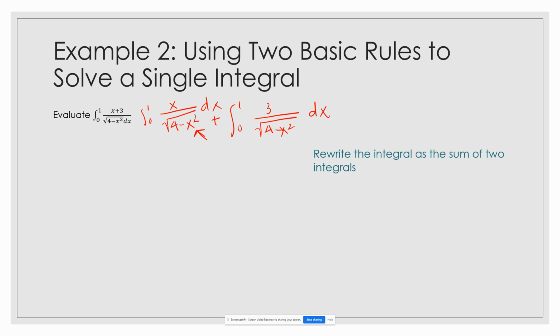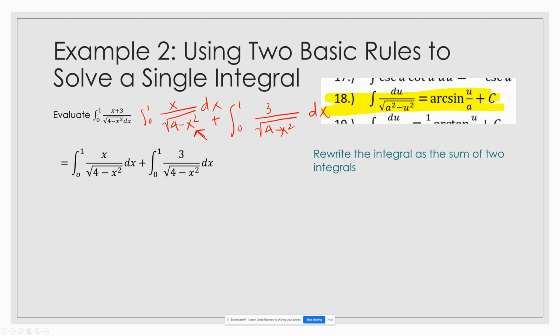So the first thing that we had to do was rewrite this as two integrals, which we just did. And then we want to look at our integral tables to see if anything is going to work. And look at this. Rule 18 is the arcsine rule. So let's use the power rule and the arcsine rule.